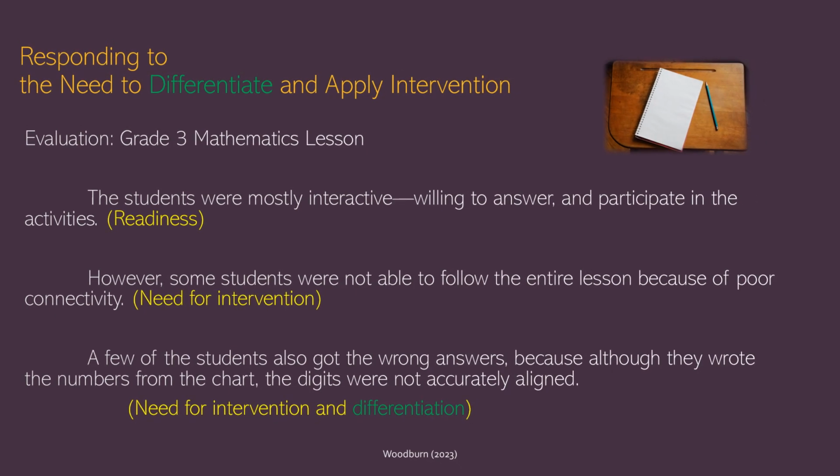When we look at the different parts of the evaluation done by the teacher, we will now be able to recognize where intervention and differentiation are needed. The first part of the evaluation says the students were mostly interactive, willing to answer and participate in the activities. So we can see that at that stage of the lesson, there was readiness. The students wanted to learn. They were already interested in learning.